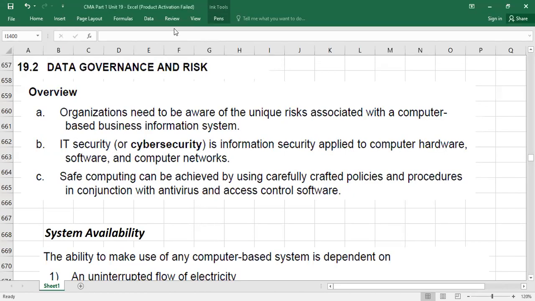So here we go with the 19.2 topic, which is data governance and risk. Guys, let me tell you about the risk. We already studied it. Risk means any unwanted event which can arise and which can affect the company in a negative way. Or in other words, any obstacles or hurdles or any event which can stop you from achieving the organizational objective is called risk.